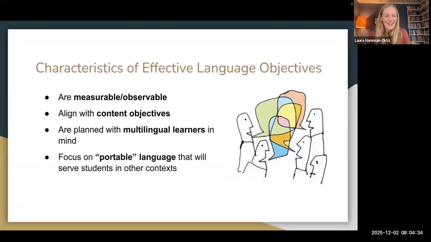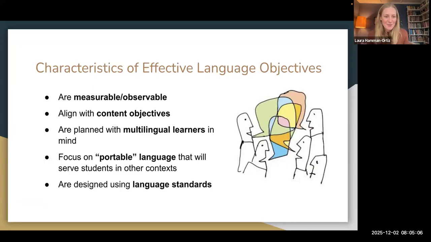I really like this term because you're also focusing on portable language that will serve students in other contexts. So kind of language you can pick up and take into another context. So as you're planning for the language structures or features that you want students to learn, think strategically about what is language that will serve them in my social studies class, but also in math, or what is language that will serve them across multiple disciplines that would be useful for them to know, like learning how to agree and disagree and engage in academic discussions.